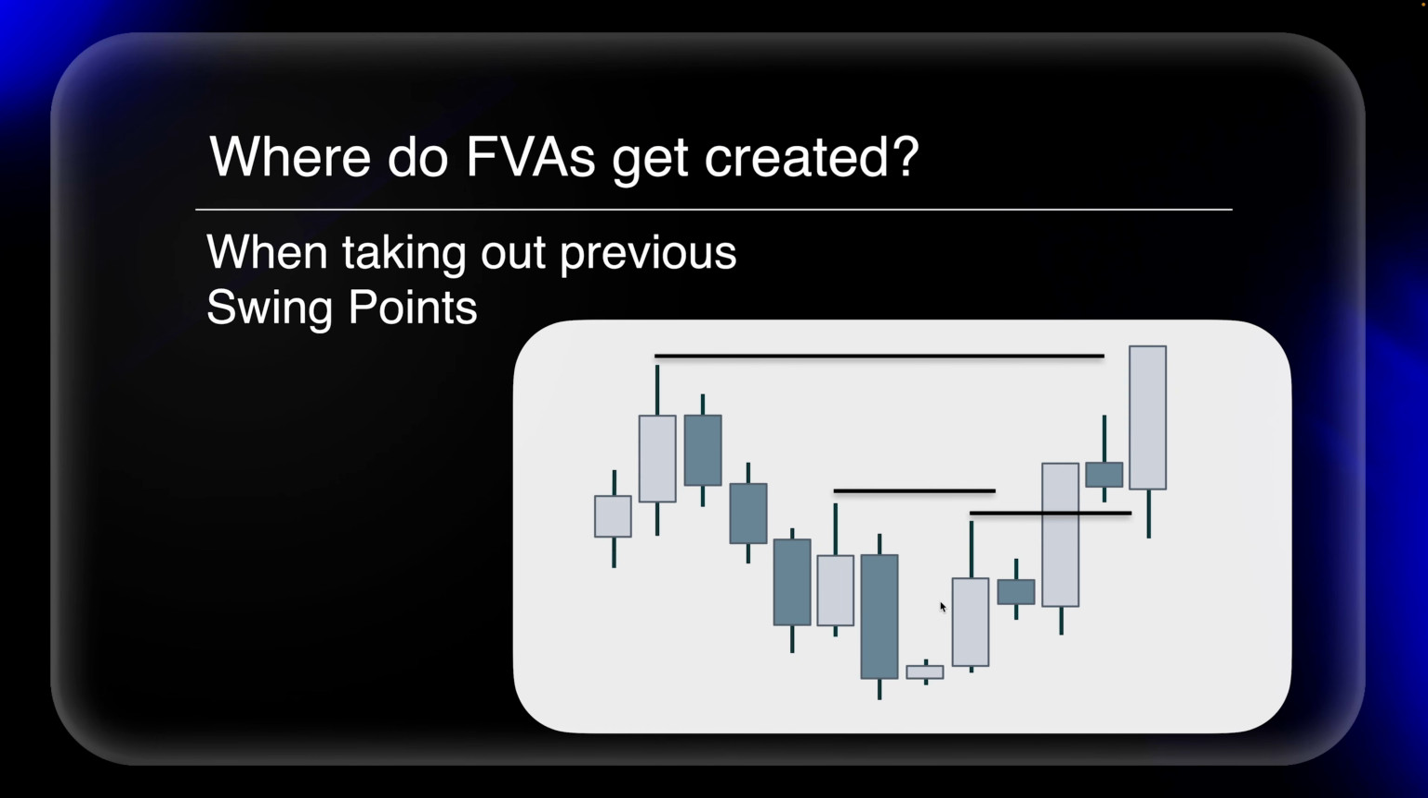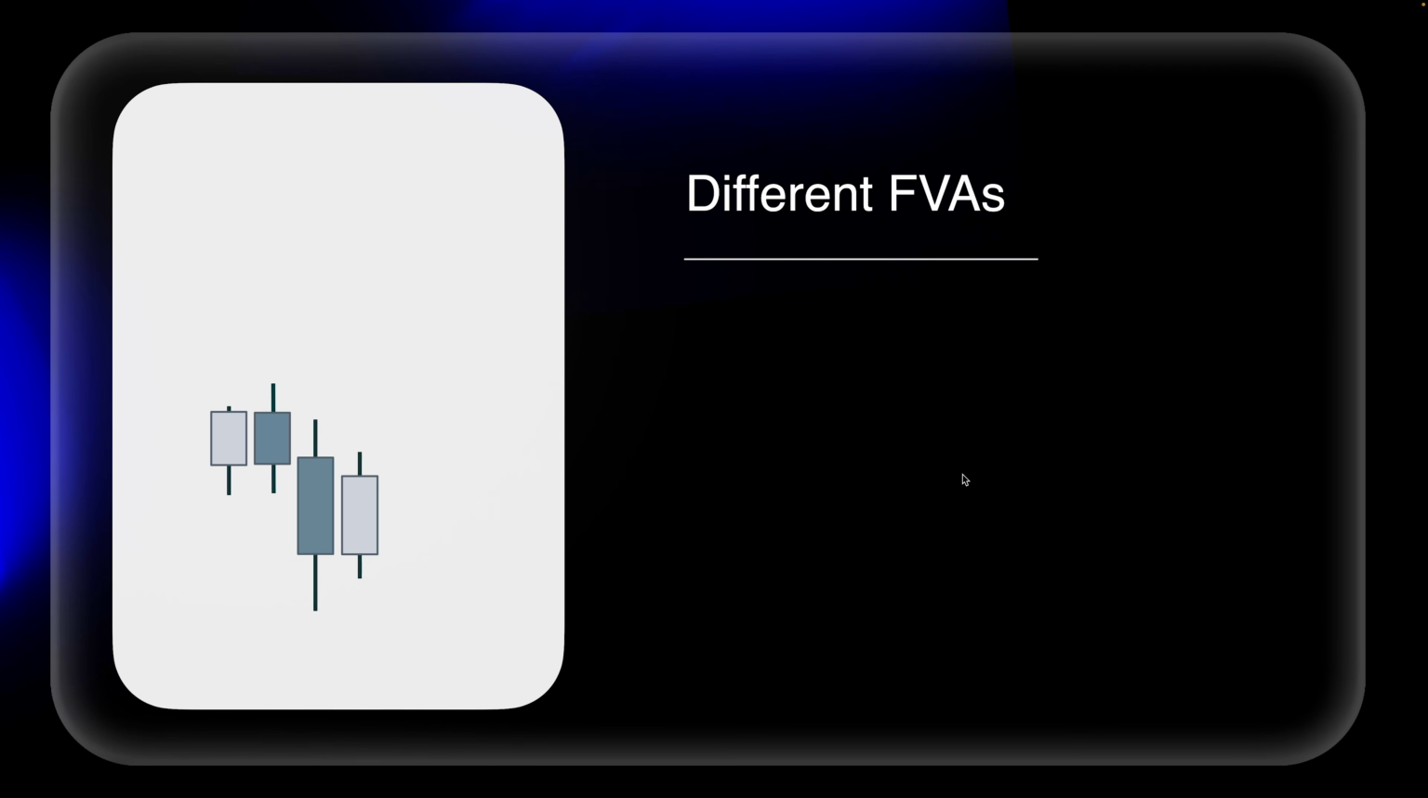So going back to the PowerPoint, those fair value areas again form when we take out previous swing points. The previous target that we had actually turns into a fair value area. Now, there is different types of fair value areas, because we have good fair value areas, but also bad fair value areas. Now, the first thing to understand is that this is based on strength again. We have different types of fair value areas, the exact same as what we discussed in the fair value gap video, the previous video, where the type of fair value gap that we have is going to be determined by the strength that we have in the market.